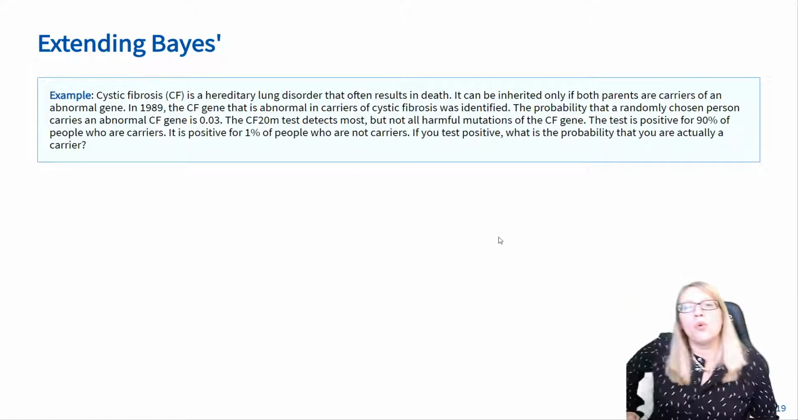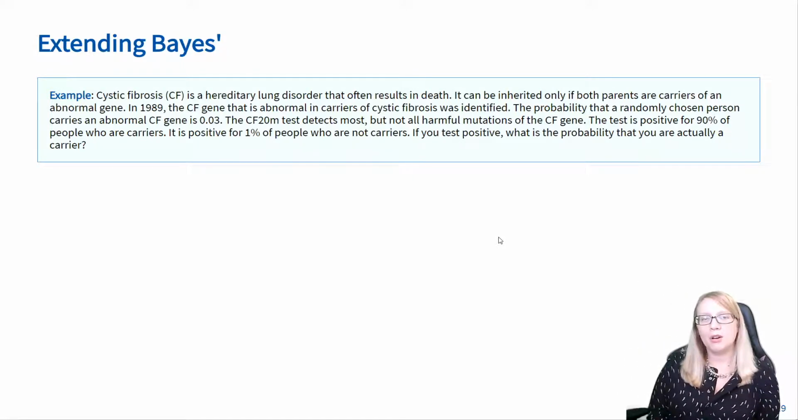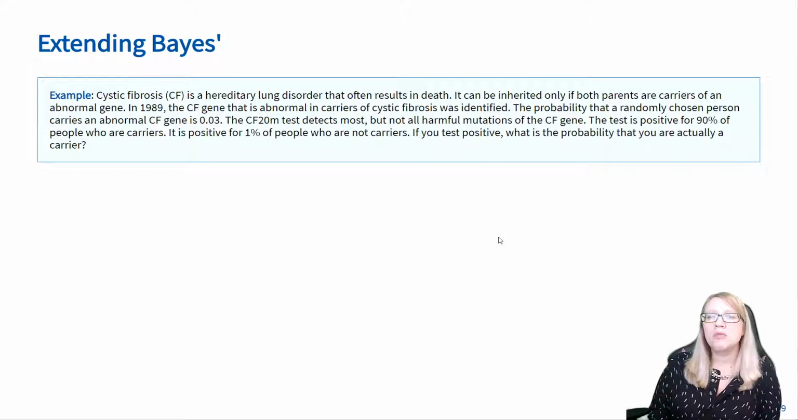Let's take a look at one more example. So cystic fibrosis is a hereditary lung disorder that is often fatal. CF can be inherited only if both parents are carriers of an abnormal gene. This gene was identified in 1989. It turns out that the probability that a randomly chosen person carries the abnormal CF gene is 0.03. The CF20M test detects most, but not all, harmful mutations of this gene, so it can be wrong. The test is positive for 90% of people who are carriers. The test is positive for 1% of people who are not carriers.